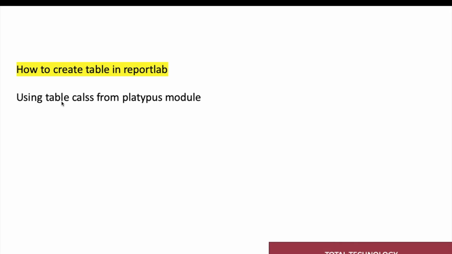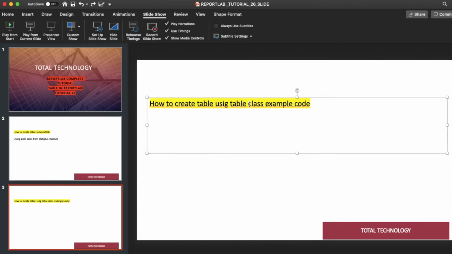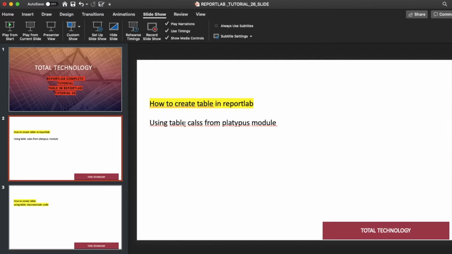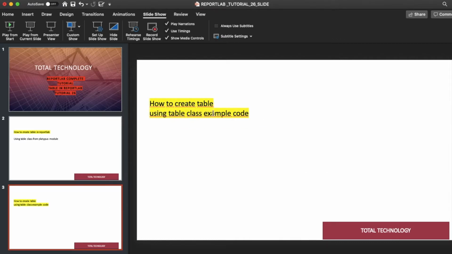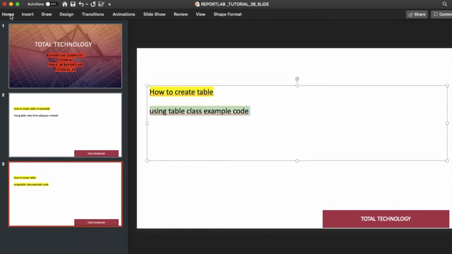One line, just remember, using the Table class. Example code, using the Table class from the platypus module. There is a class called Table which is available within the platypus module, and we can create a table using that. So this is the example code. Now I will explain to you guys how to create that.